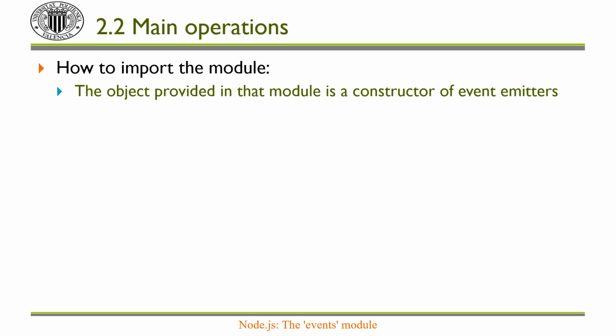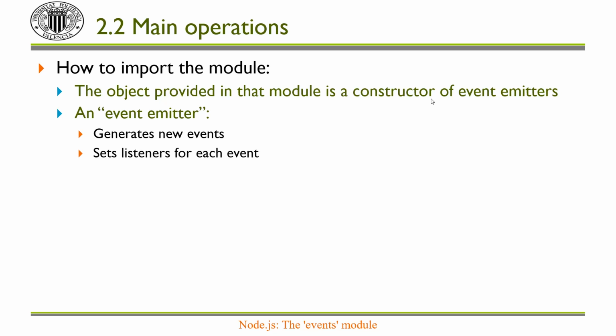And to begin with, we need to import the module. The module is providing an object, not exactly an object, an element that behaves as a constructor of event emitters. So, what's an event emitter? An event emitter is the entity that may generate new events in a JavaScript program. And also, it may associate function listeners to each event. What's a function listener? One that is associated to an event and that will be run each time that an event occurs.